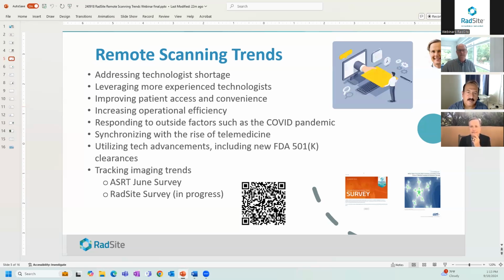From my experience as the head of an imaging department, one of the challenges that so many of us are having recently is keeping up with the volume, particularly CT and MR. How about remote scanning from an operational efficiency perspective?